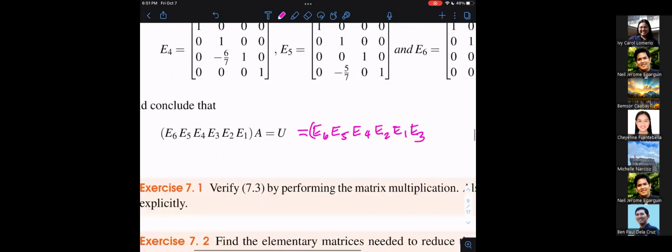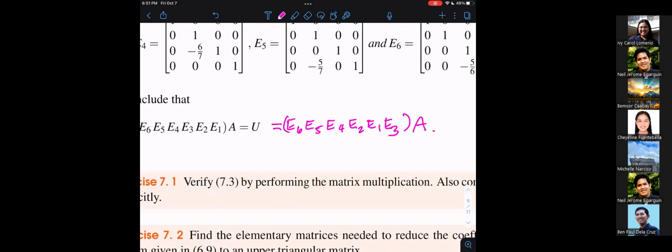Now again, you can also check that this would be equal to what? E6, E5, E4, E2, E1, E3 times A. You'll get the same matrix, even though in general, matrix multiplication is not commutative, right? Pero alam natin, itong unang 3 matrices na to, ito yung unang salvo ng Gaussian elimination pass na ginagawa natin, and any of them can go first, right? So hindi nagba-matter kung sino yung unahin ko sa kanila. But again, E5 cannot go first before E3 or E2 or E1.